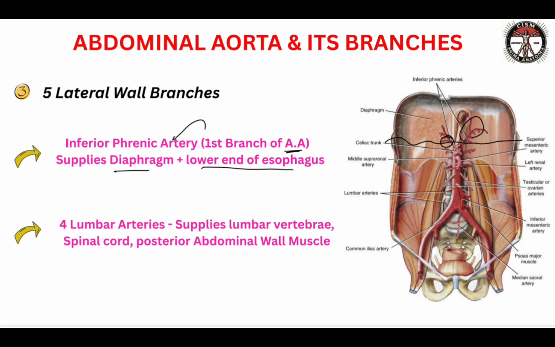Next are the four lumbar arteries. See, first, second, third, and fourth. These four lumbar arteries supply the lumbar vertebrae, spinal cord, and posterior abdominal wall muscles.